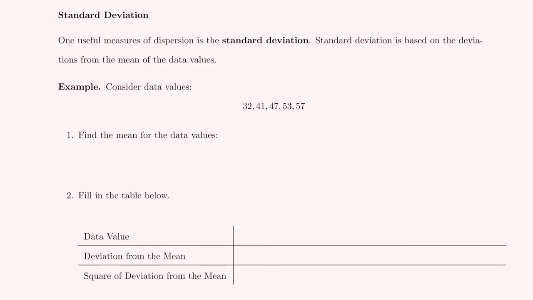Our next measure of dispersion is standard deviation. Standard deviation determines the deviation from the mean of the individual data values. Let's go through one example of calculating the standard deviation. So for our next example, we have the data items 32, 41, 47, 53, and 57.